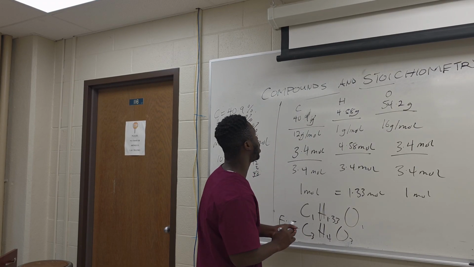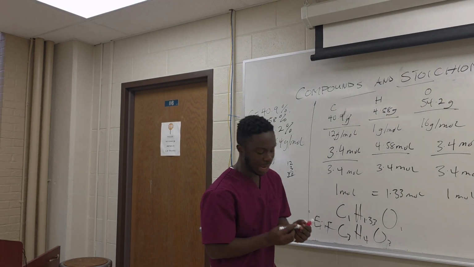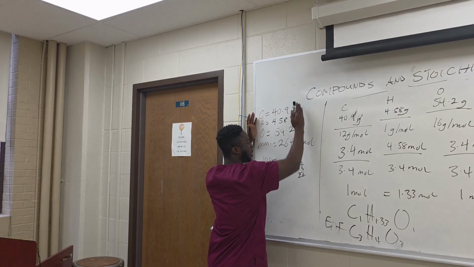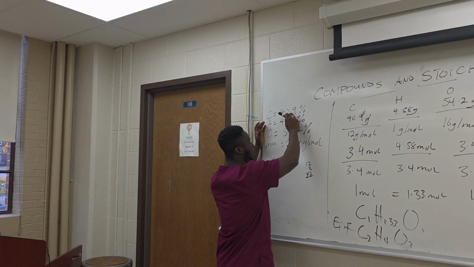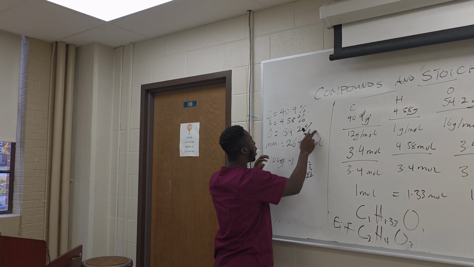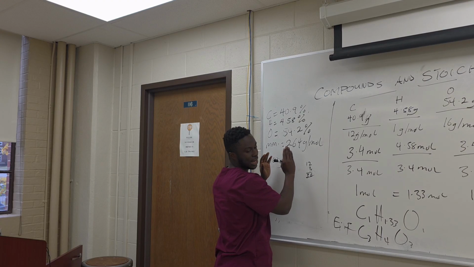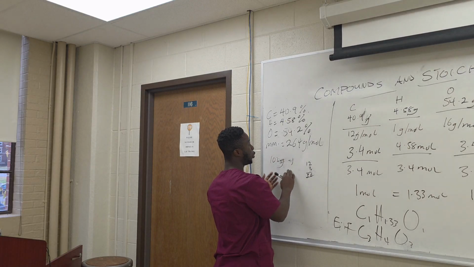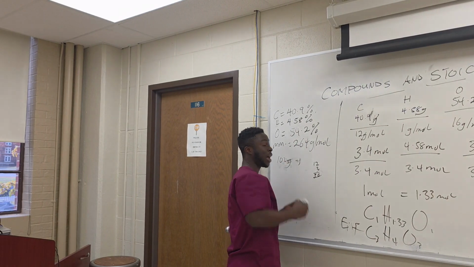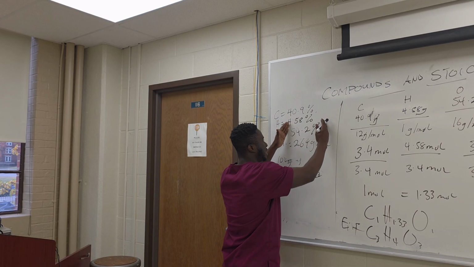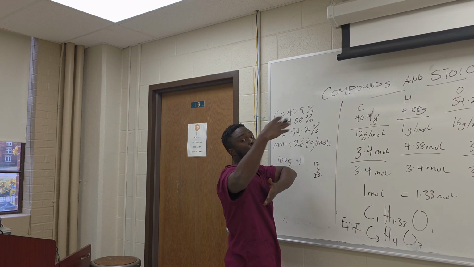Now let me run through why we did each individual step like that. So first of all, you get the compound and then the composition of the compound. Carbon was 40.9%, hydrogen was 4.58%, and then oxygen was 54.2%. Once you get it in this form, and the molar mass is given, what you do is assume that the entire compound is 100 grams.